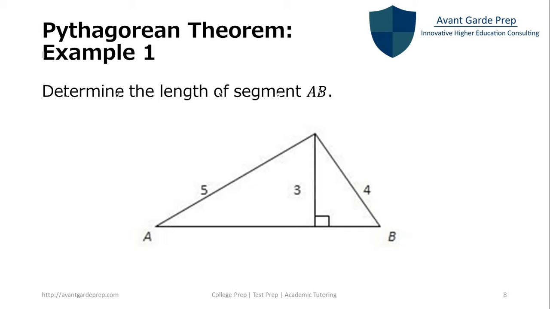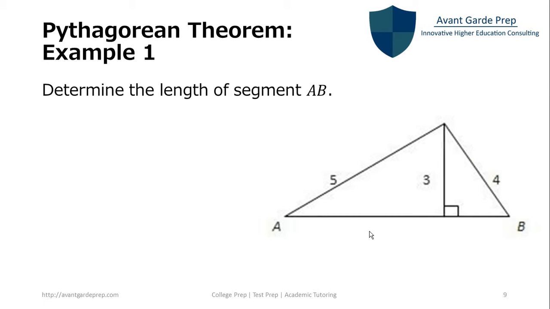Now let's take a look at our first example. Example 1 states, determine the length of segment AB. If we look at this triangle, we have two right triangles, and we have a base of this larger triangle of AB. So to solve this problem, we'll need to find the length of this line segment using the Pythagorean theorem, and then the length of this segment using the Pythagorean theorem also. So again, you see we're using the Pythagorean theorem twice. Once we get those two values, we can add them, and then we'll have the length of AB.